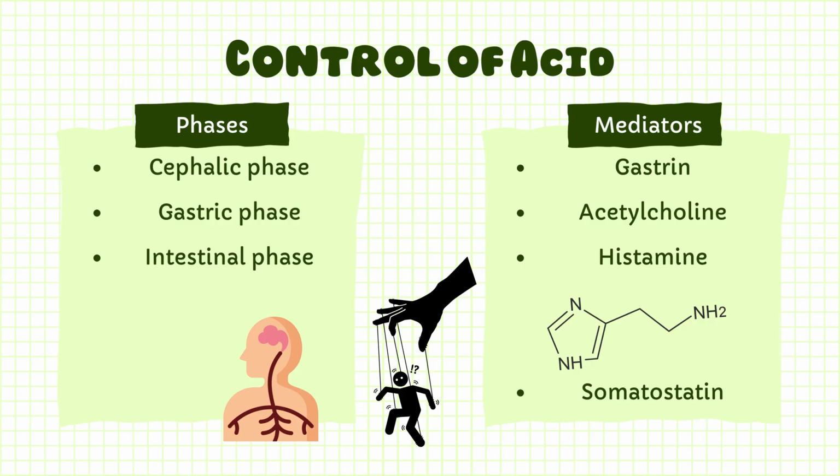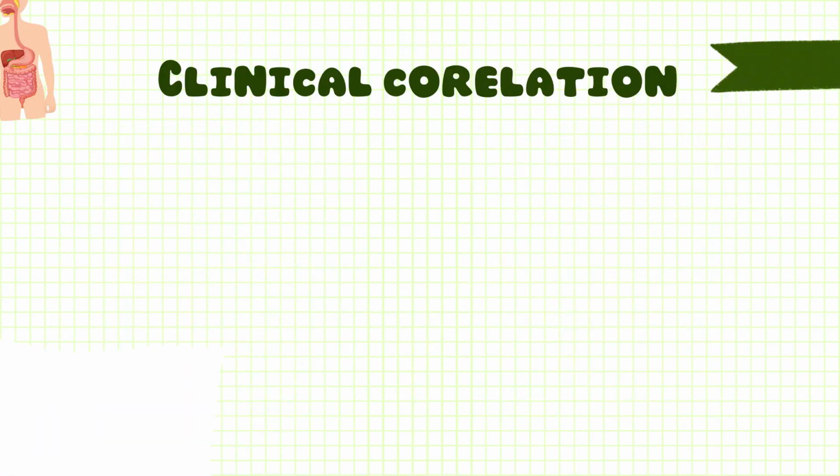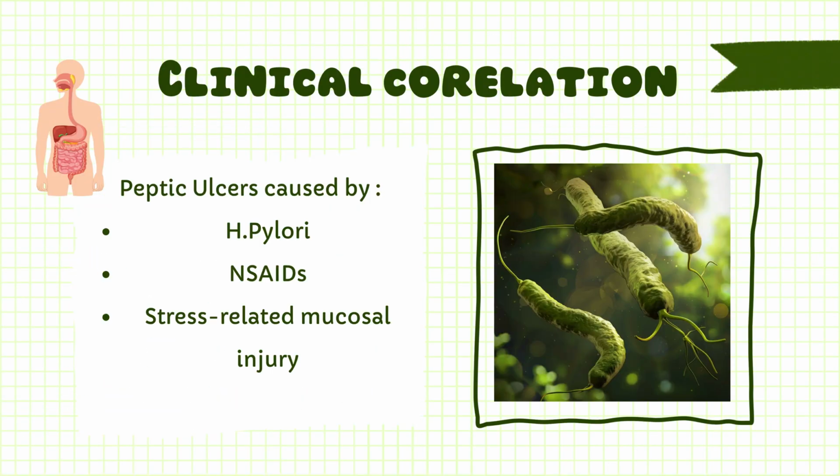In clinical practice, H2 blockers like ranitidine and PPIs like omeprazole reduce acid. They block histamine or the proton pump. Disruption of the mucosal defense or excess acid can lead to peptic ulcers. Common causes include H. pylori infection, and NSAIDs, which block prostaglandins causing a decrease in mucus production. Stress-related mucosal injury can also contribute. Ulcers commonly occur in the duodenum and stomach.